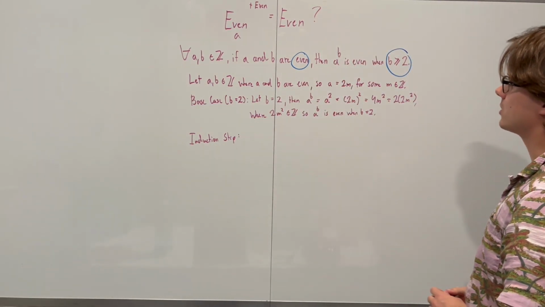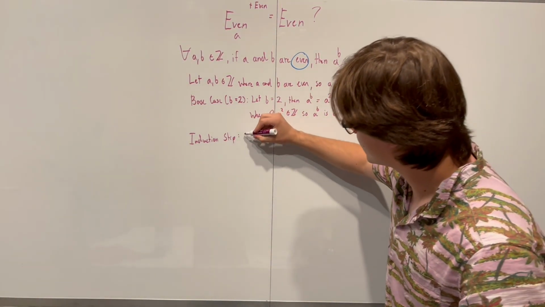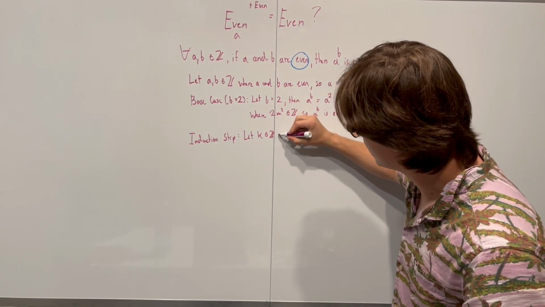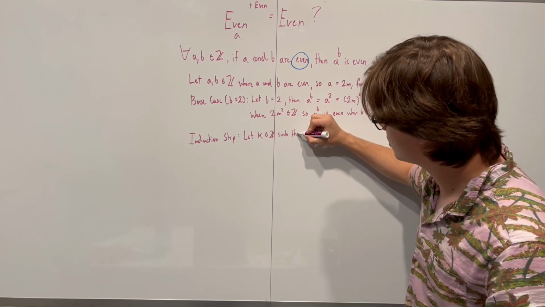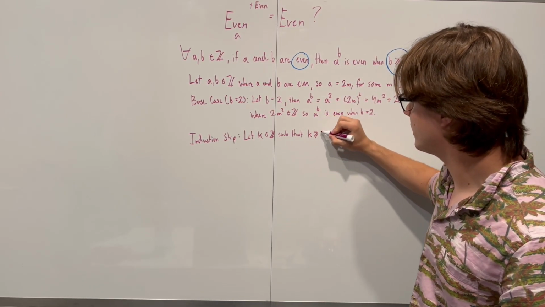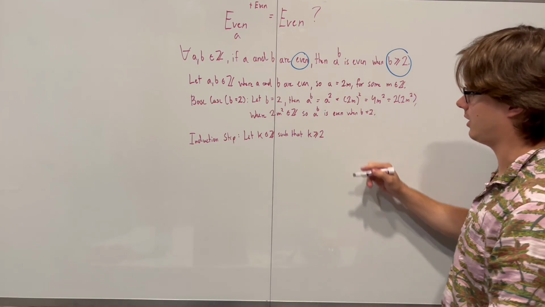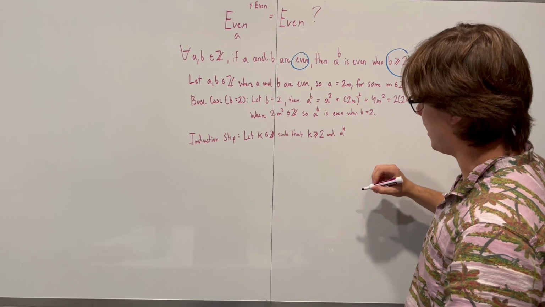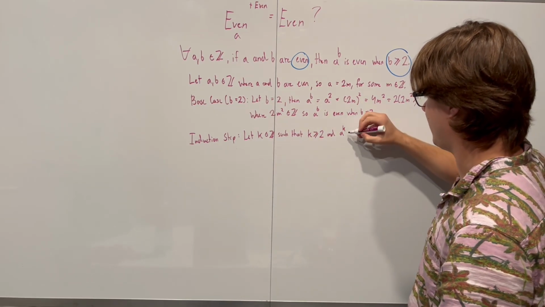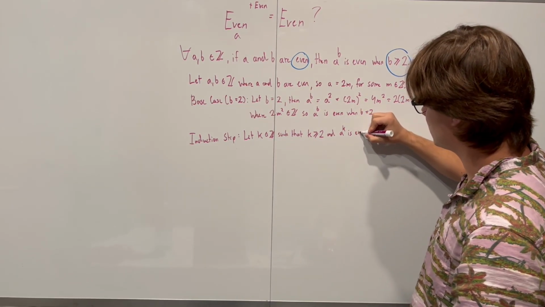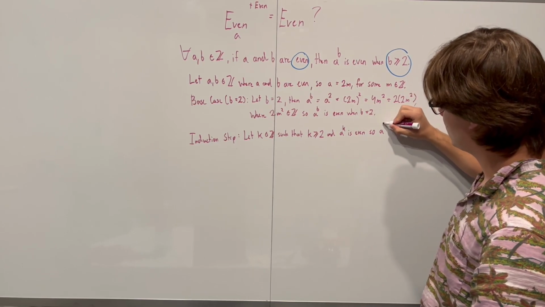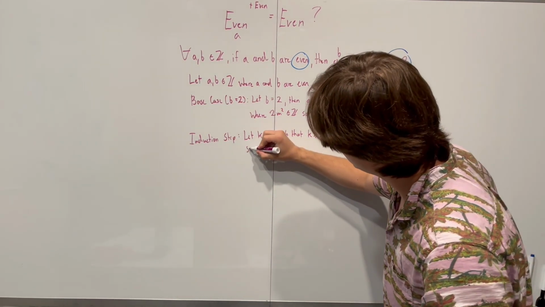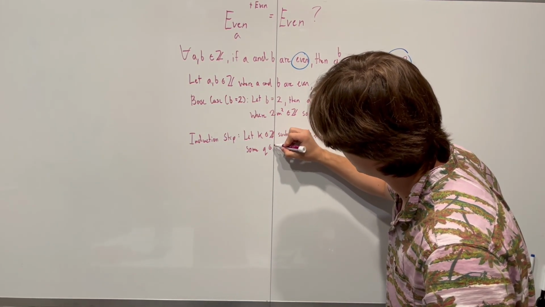Now in our induction step, we're going to create a new variable. We're going to say let k be an integer such that k is greater than or equal to 2. So k is kind of like our b here. And a to the power of k is even, so a to the power of k is going to equal 2q for some q that's an integer.